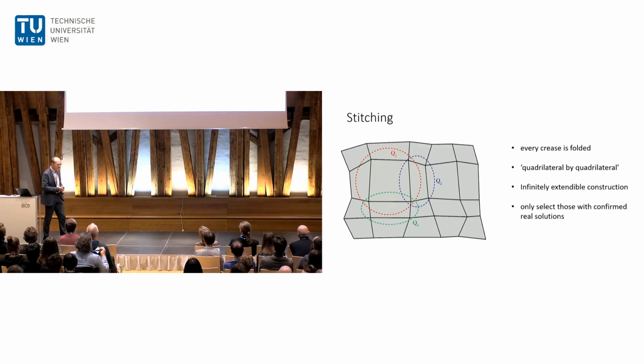Once you know how a single vertex folds, you can look at the possibilities of how you can stitch together Kokotsakis polynomials in such a way that we want to be able to say, firstly, every crease is folded. So we don't want bits of the structure to be effectively rigid parts. We want this to be a general folding pattern that we can solve quadrilateral by quadrilateral in such a way that we have an infinitely extendable construction.